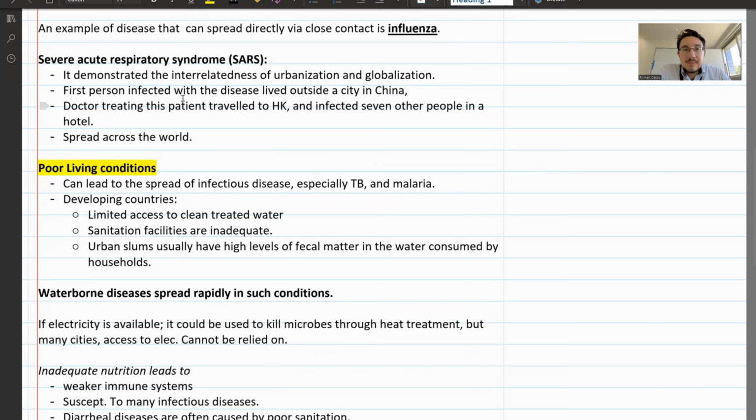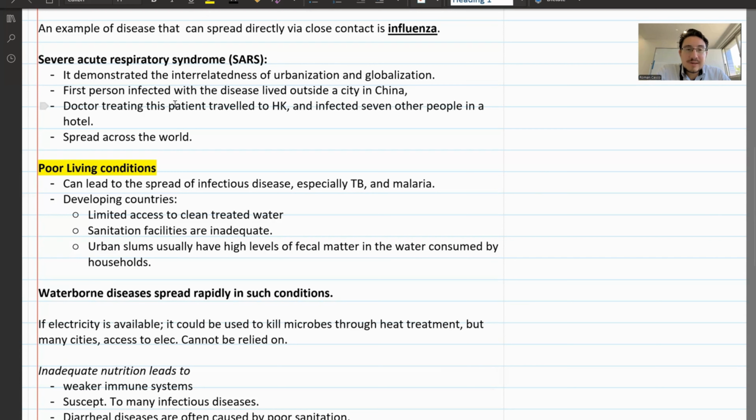Another related infection is severe acute respiratory syndrome, or SARS, right? This is a particular infection that you would get. You could see urbanization, globalization, and the level of spread of this particular disease, in this case, with SARS.